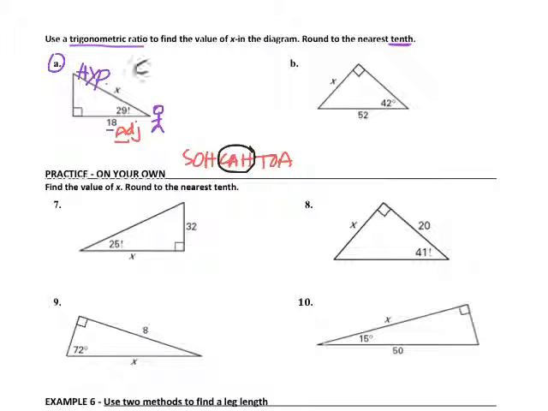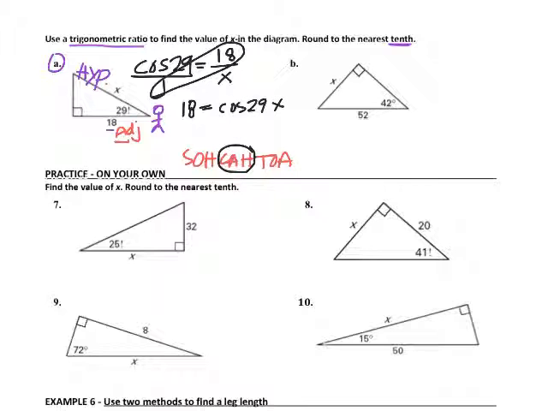The cosine of 29 degrees is equal to the adjacent over the hypotenuse, which we don't know, and that's what we're trying to solve for. So we need to cross multiply. Remember, we're just going to put cosine 29 over 1, and 1 times 18 is just 18. And then cosine 29 times x is cosine 29x.